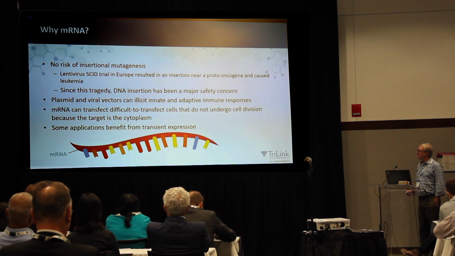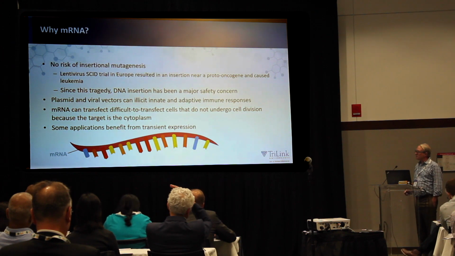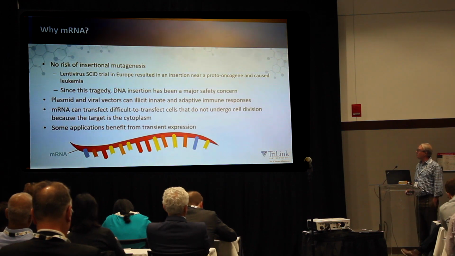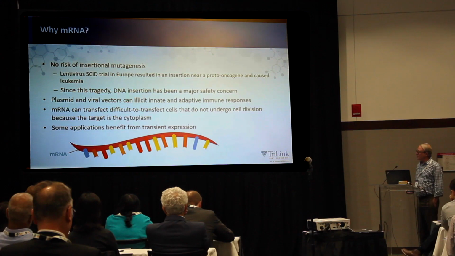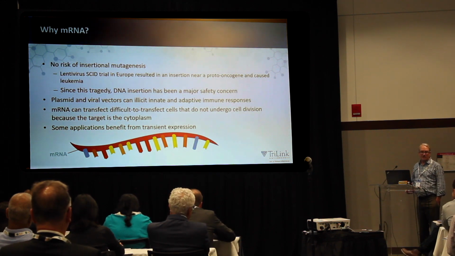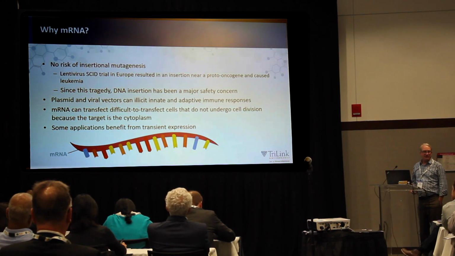and causing insertional mutagenesis. Plasmid and viral vectors, which are some of the alternatives to messenger RNA, also can elicit innate and adaptive immune responses. And mRNA has the advantage that because we're only targeting the mRNA for delivery to the cytoplasm where it's translated, it's easier to transfect difficult-to-transfect cells that do not undergo cell division. And a lot of the target cells that people are interested in, especially for ex vivo diseases, are those types of cells. And lastly, some applications benefit from transient expression. Because mRNA expression is transient, you can turn it on or turn it off by stopping giving the drug.